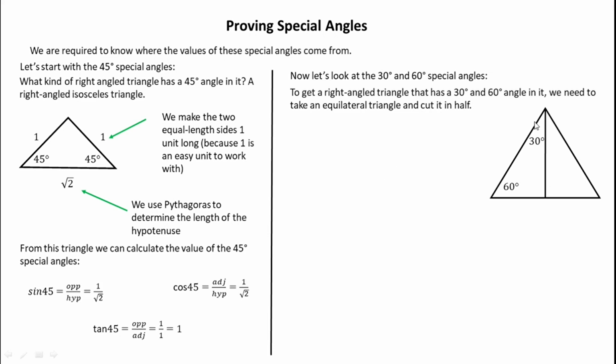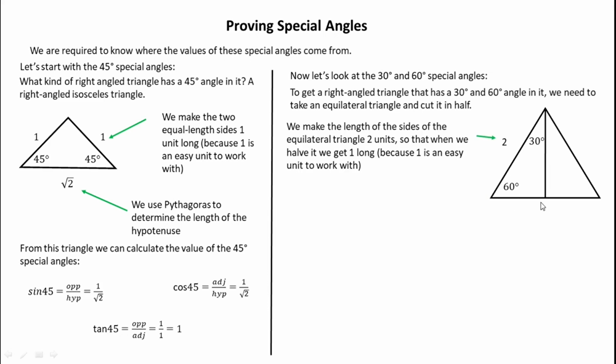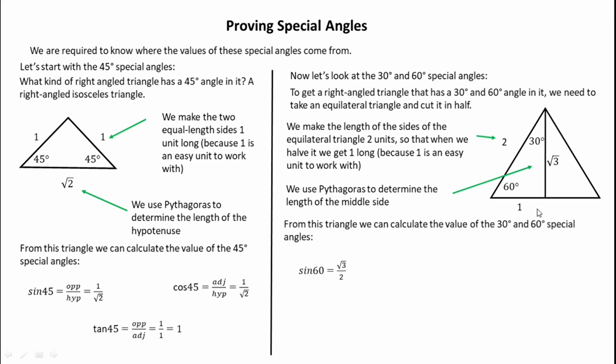Let's make this side here 2 units long, so that when I halve this side here, I get 1 unit, because 1 is an easy unit to work with. Then I just need to do some Pythagoras to work out how long this third side of our right angle triangle is. I'm completely ignoring the right hand half, by the way. I'm just looking at the left hand half, this right angle triangle here. How long will this side be? Well, we do some Pythagoras and we figure out that it'll be the square root of 3. Try it on your calculator if you don't believe me.